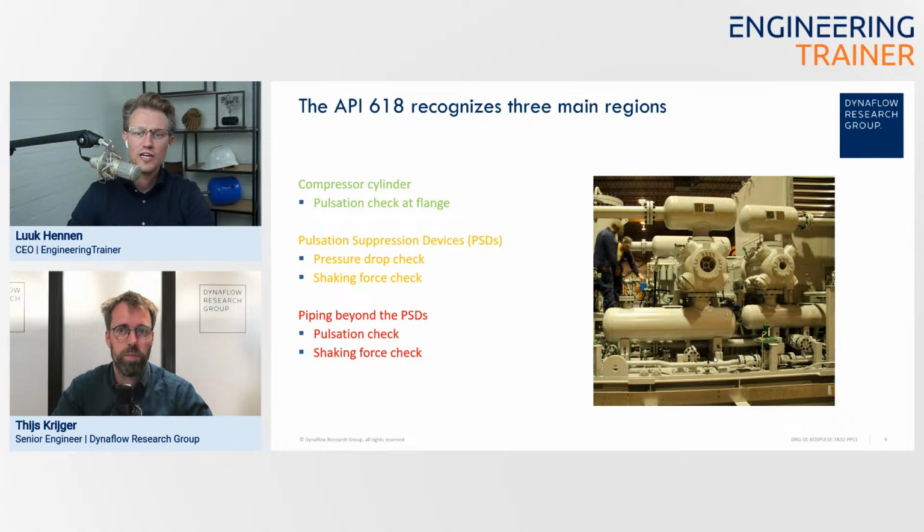Yeah. So meaning you accept that the pulsation levels are maybe somewhat high, but because the system is able to deal with it, it's still okay. Yeah. So indeed, in the current version of API 618, there's two design approaches left. That's design approach 2 and 3. Historically, there used to be design approach 1, but it's no longer allowed since last year's edition of the code.